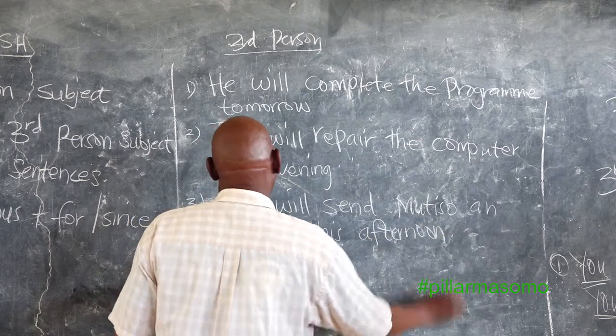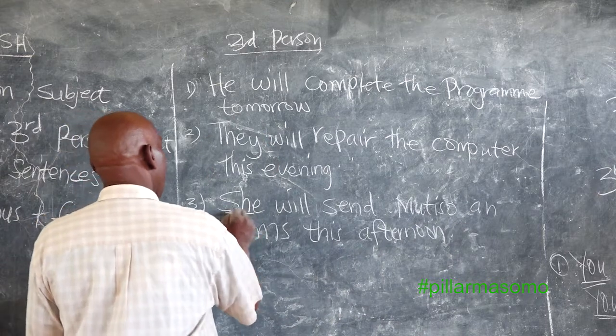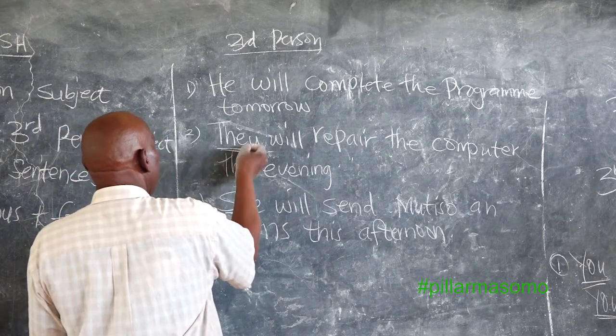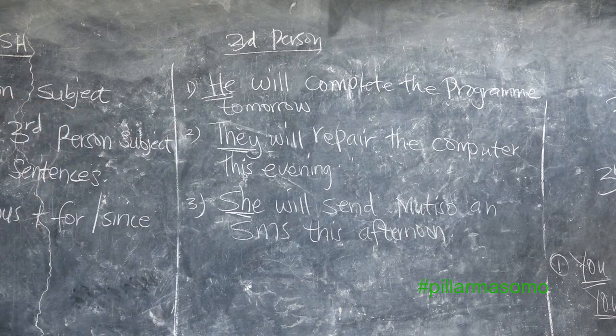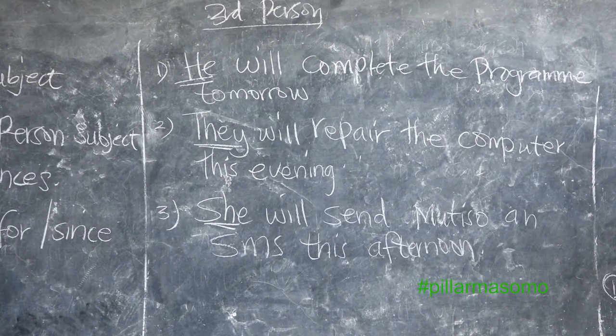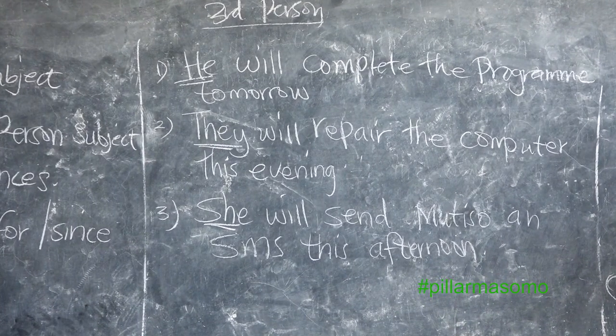So we have she here, we have they, we have she or he. He will complete the program tomorrow. This is that person. They will repair the computer this evening, also that one, and also she will send Mutiso an SMS this afternoon.